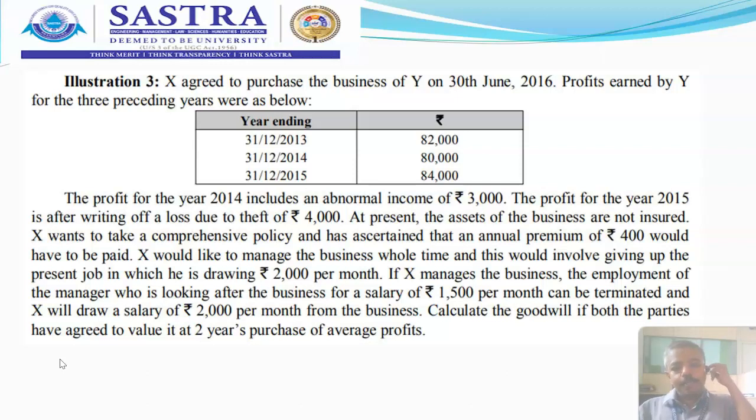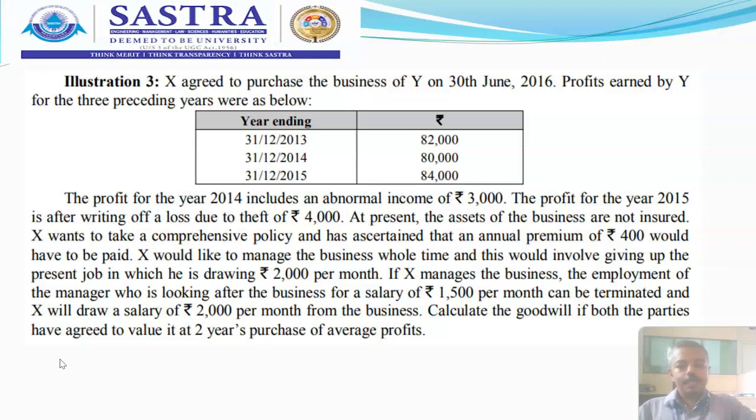And Mr. X will draw a salary of rupees 2,000 per month from the business. And now calculate the goodwill, if both the parties have agreed to value it at 2 years purchase of an average profit. I hope you understand the question well. So what are the items to be subtracted? What are the items to be added?